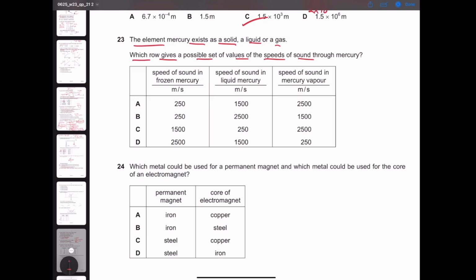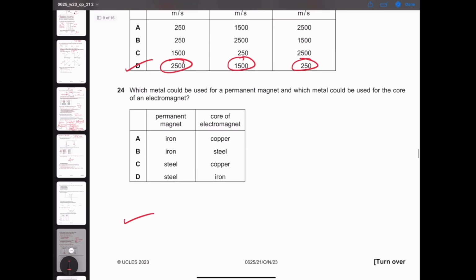In solid, frozen mercury is solid. So 2500 is the highest. Then liquid, a little bit less. Then vapor, the gas, a little bit less. Answer should be D. Which metal could be used for permanent magnet? For permanent magnet, we know that steel is used, and for temporary electromagnet, iron is used. So answer should be D.